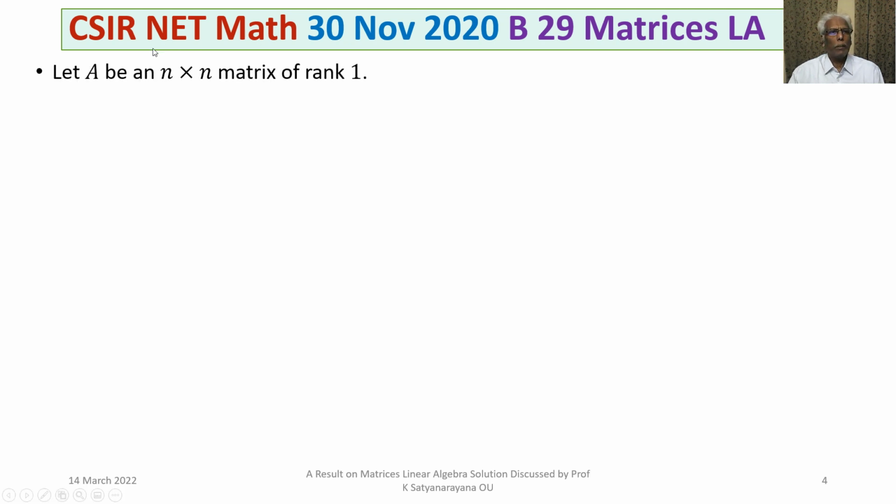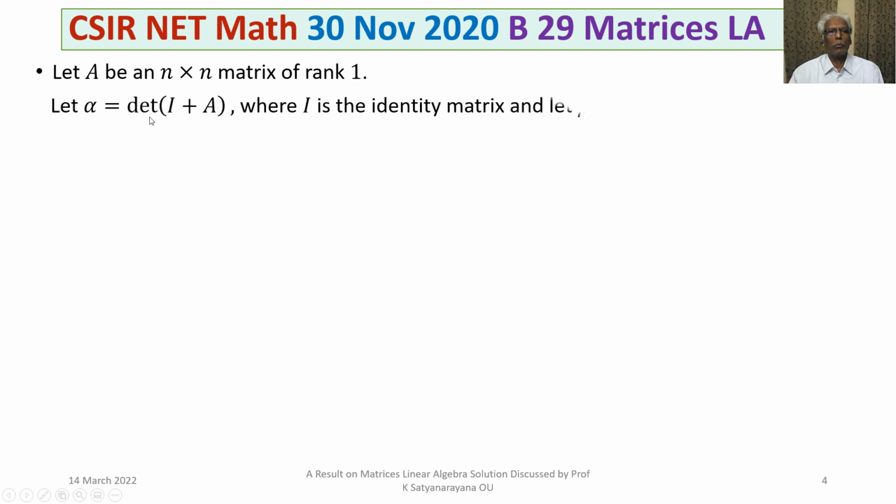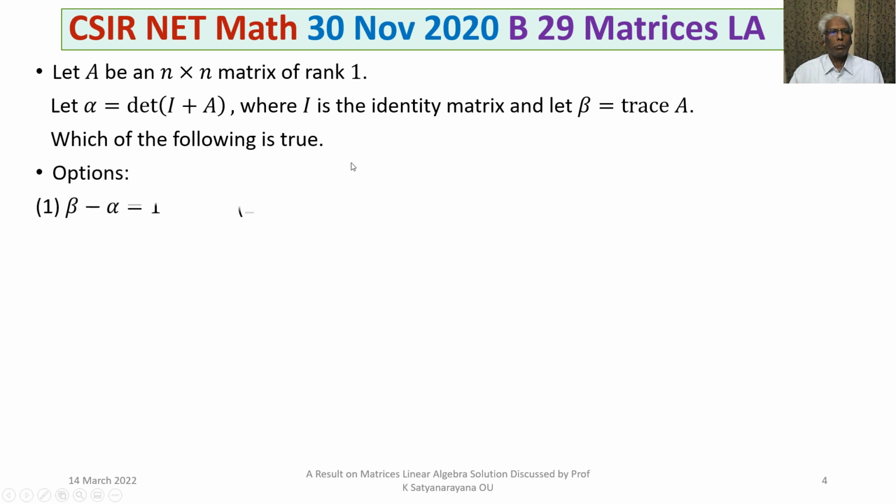The problem is, let A be an n by n matrix of rank 1. Let alpha be equal to the determinant of I plus A, where I is the identity matrix, and let beta be equal to the trace of A. Then which of the following is true? The four options are given to us.